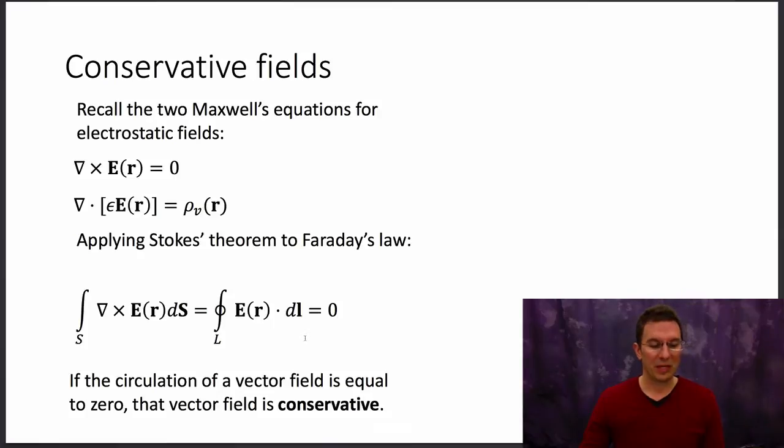And if the circulation of a vector field is equal to 0, we call that vector field conservative. So this is a definition here. This is an equation that conservative fields will always satisfy.